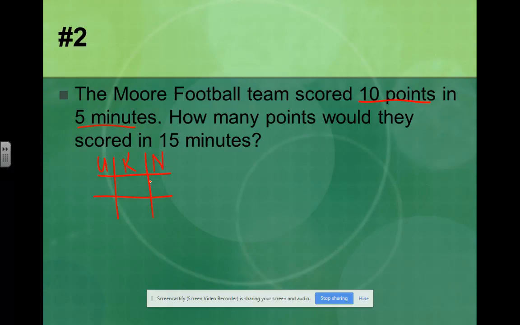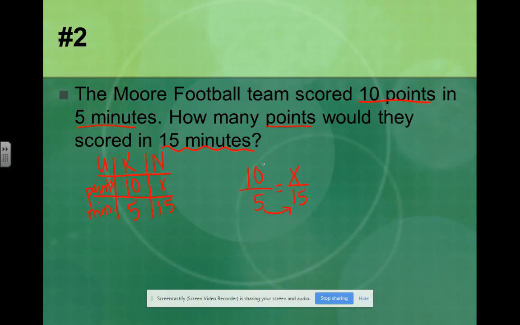The units, the 2 things that we're comparing are points and minutes. So that goes for our units, points and minutes. We know that this team scored 10 points in 5 minutes, and we need to know how many points will the team score in 15 minutes. So my proportion looks like this. I take the information straight from my UKN to help me set up my proportion. Now I need to solve my proportion.